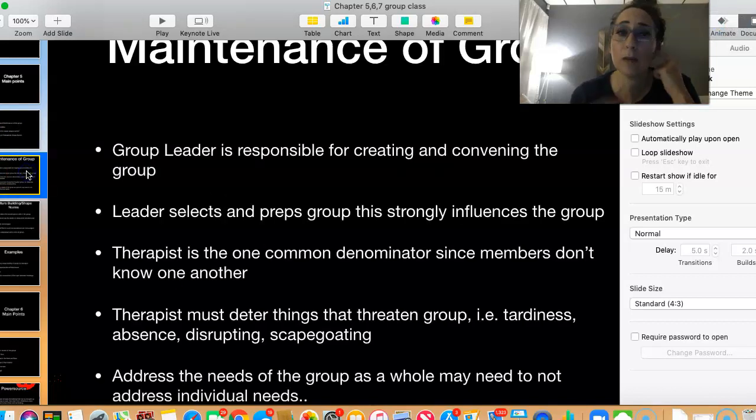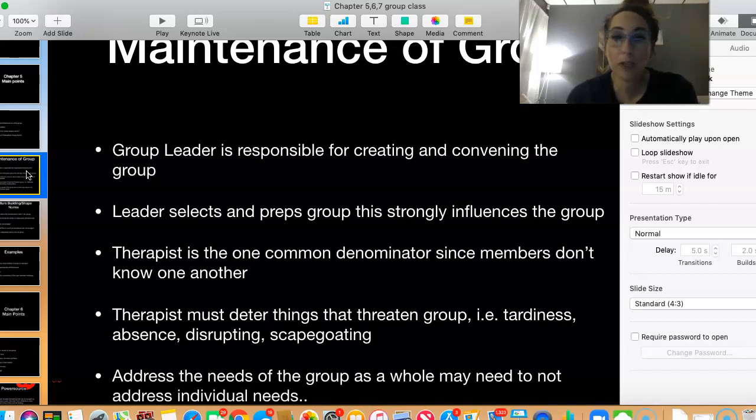So maintaining a group. Group leaders are responsible for creating and convening the group. So there's a lot of responsibility on a leader. When you do lead a group, you are hopefully selecting the group, depending on the type of group it is. You are maybe going to do some sort of interviewing, things of that nature that we'll talk about a little bit later. You prep the group for what the group is going to be about. You are the one thing that brings the group together. You're the common denominator. The reason everyone's there is because you're the leader and you're leading them on whatever the topic may be. And so just be mindful of that.